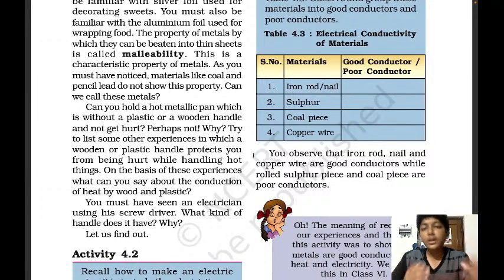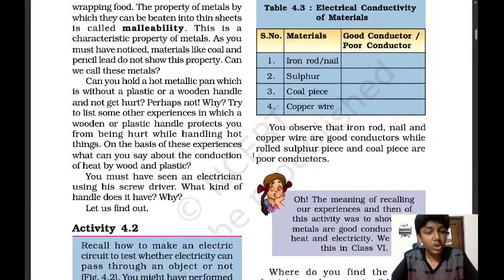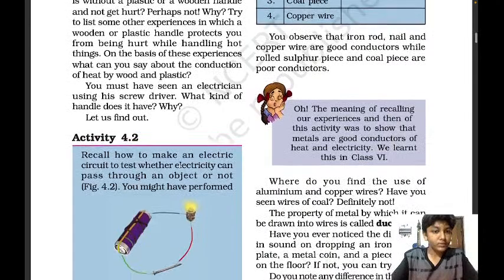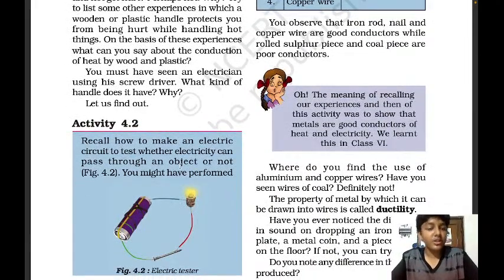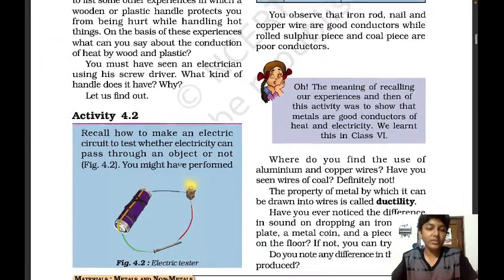As you know, metals are very good conductors of heat and electricity. So when you are heating a pan, the heat will spread all over the pan. It will come to the handle of the pan also. If there's no plastic wrapping or coating on it, then it will be hot and it can cause third-degree burns. You must have seen an electrician using a screwdriver. What kind of handle does it have? Why? Let us find out.